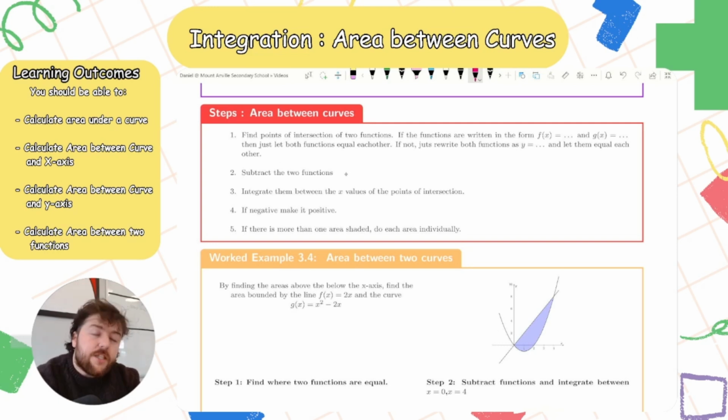Then the second step is you subtract the functions. Then you integrate them between the two x values calculated in part 1. So calculate between the two points of intersection from part 1.